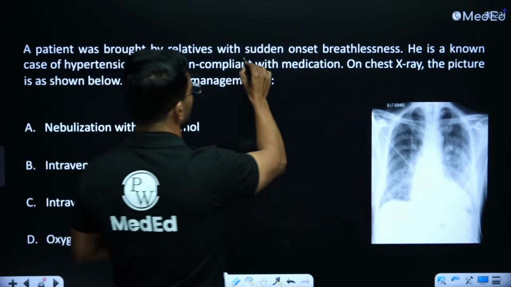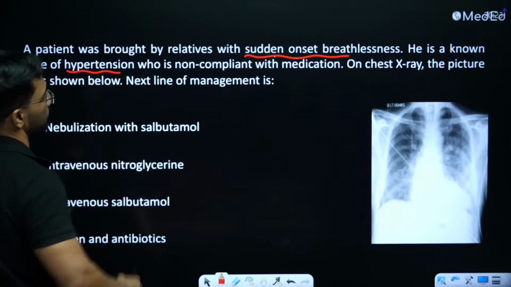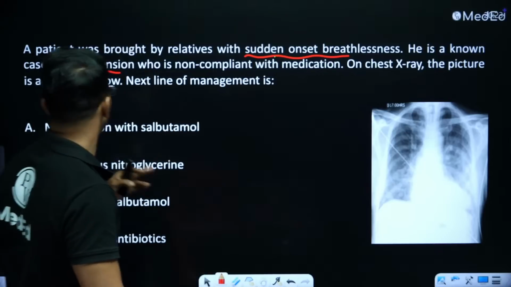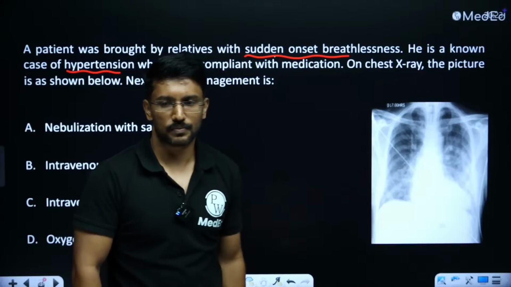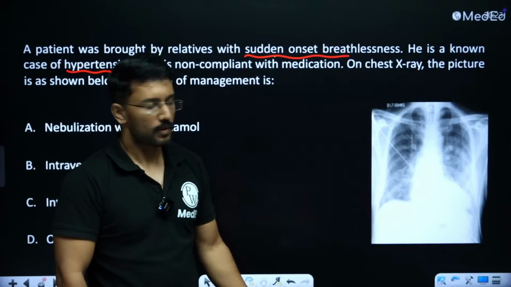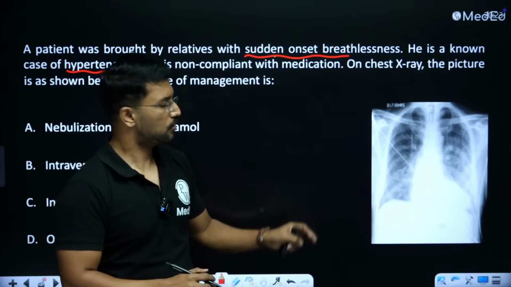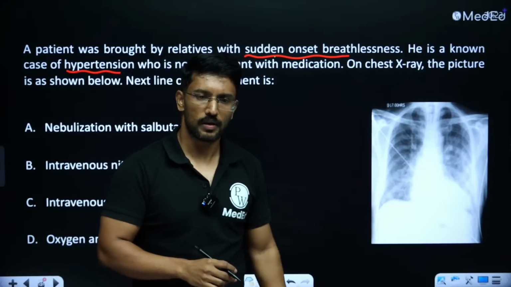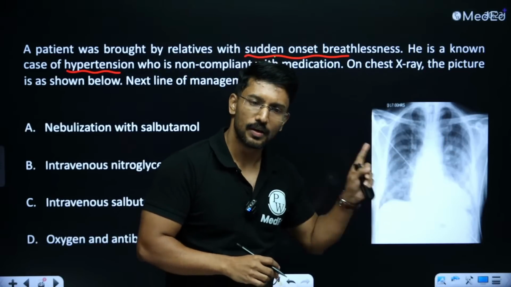Sudden onset shortness of breath, a known case of hypertension, not taking medication properly. Chest X-ray is shown below. So what do you notice on the chest X-ray? Chest X-ray is showing a classical pulmonary edema, right? Bilateral bat wing distribution of the opacity.